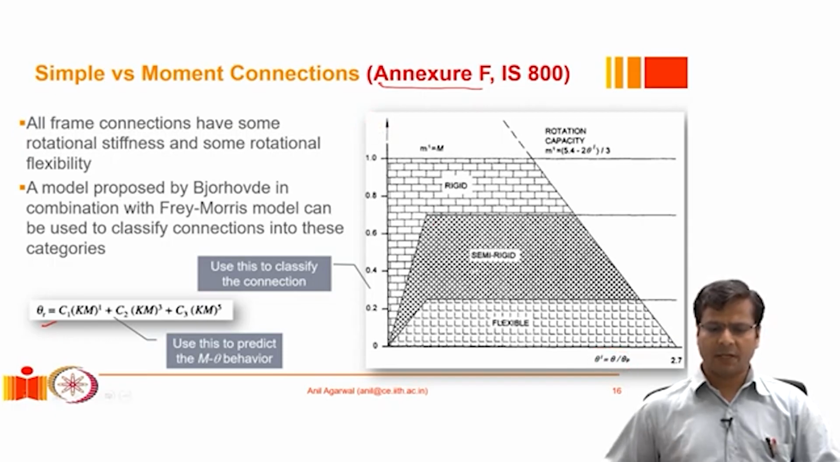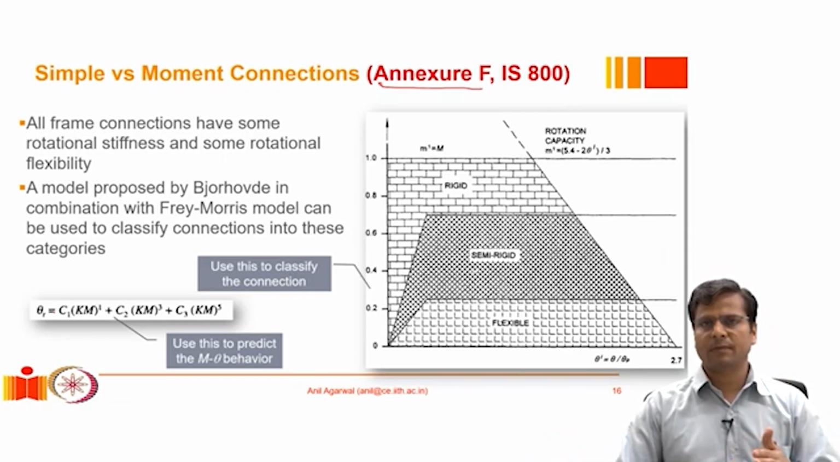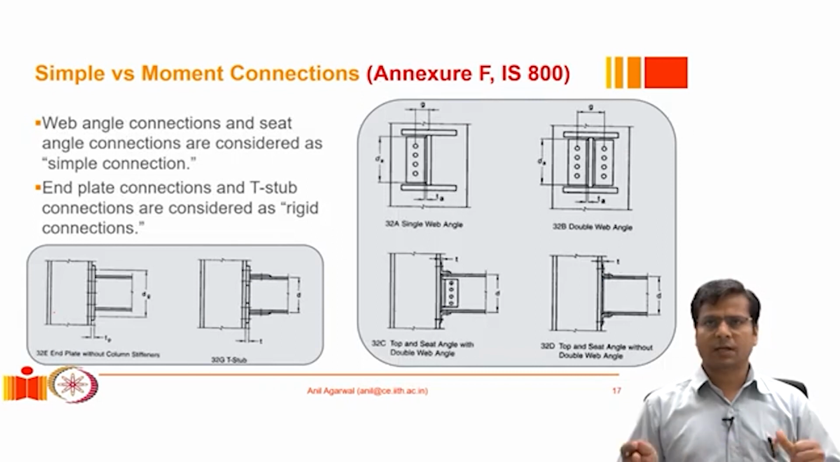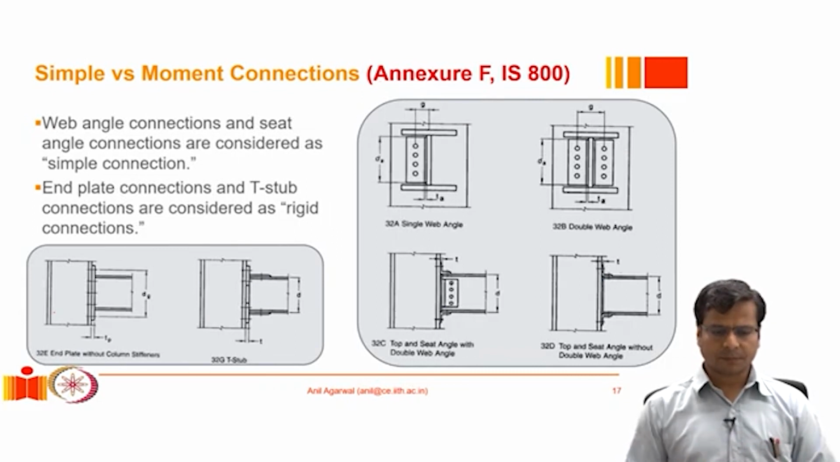Even Annexure F, in addition to this guideline, which can help you identify a connection type, also gives you pre-selected types of connections which are well established to fall into one or the other category. Here are some of those connections I am listing. The 4 connections that you see here are named in the Indian code as A, B, C and D. So these are all simple or flexible connections. They do not resist moment.